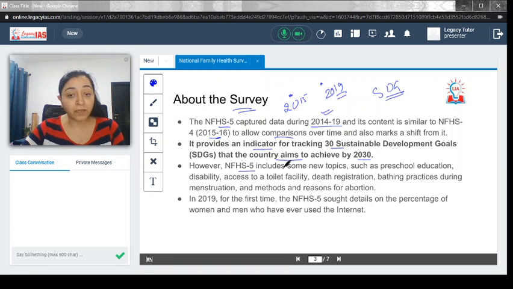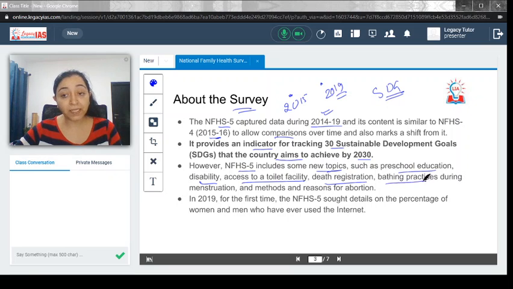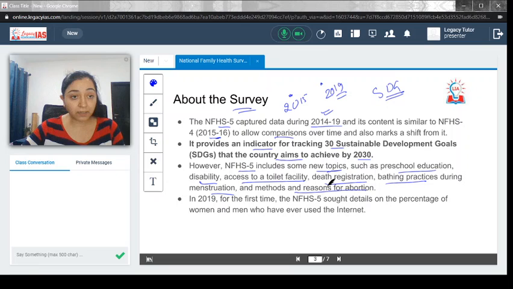However, NFHS 5 includes some new topics. So even though NFHS 4 and NFHS 5 are almost the same, there are a few new topics which have been included in the fifth version, such as preschool education, disability, access to toilet facility, death registration, bathing practices during menstruation, and methods and reasons for abortion. So these are the few topics which the fourth version did not have data about, but the fifth version tried to capture the data.